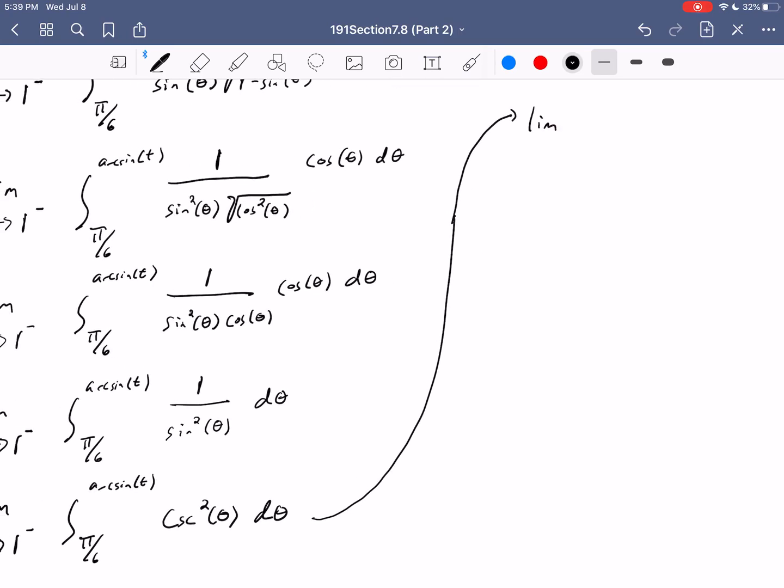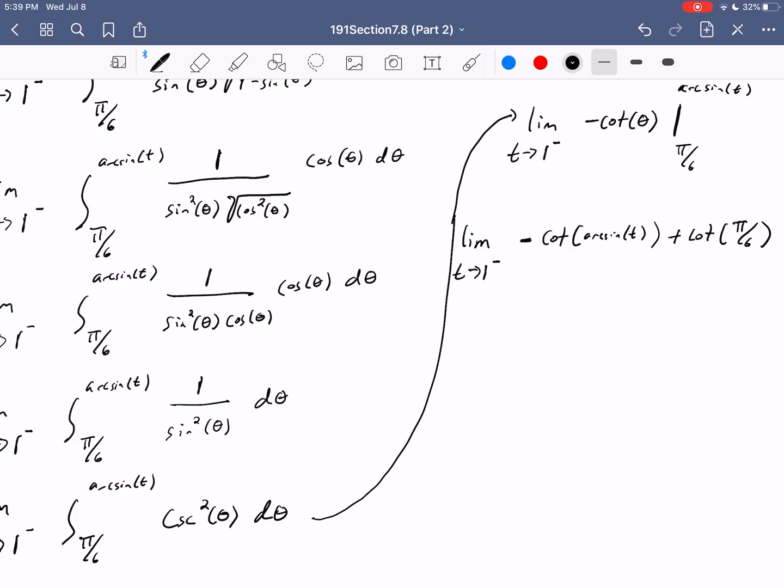So we have the limit now as t approaches 1 from the left, and this is going to be negative cotangent of theta, evaluated from pi over 6 to arc sine of t. Do we need to undo the substitution? Well, no, because we changed our bound, so we can just plug in here, and we get the limit as t approaches 1 from the left of negative cotangent of arc sine of t, and then plus cotangent of pi over 6.